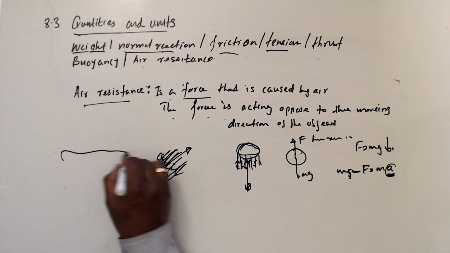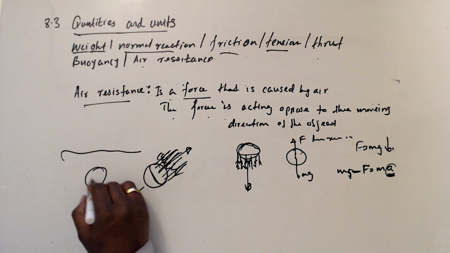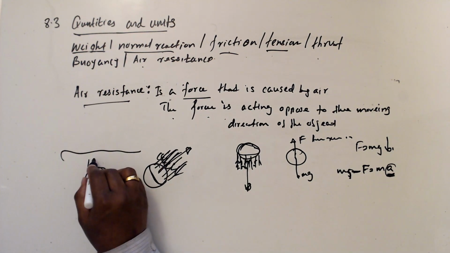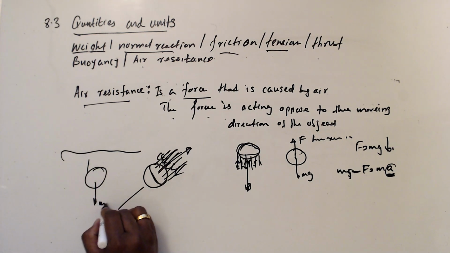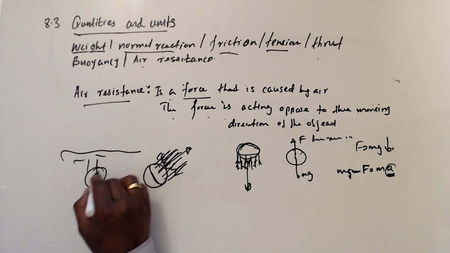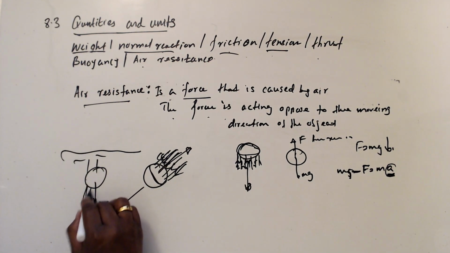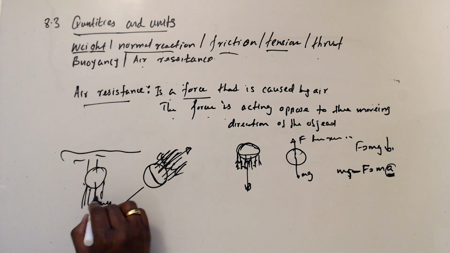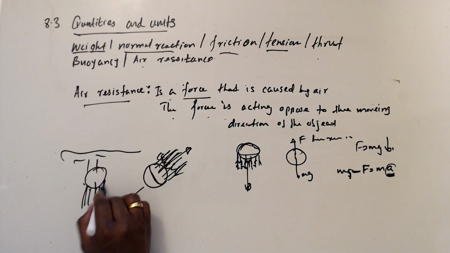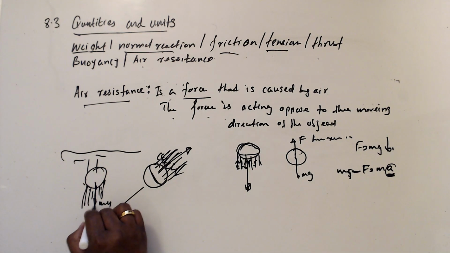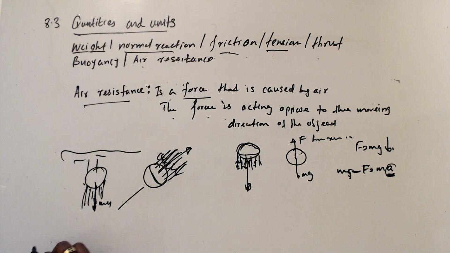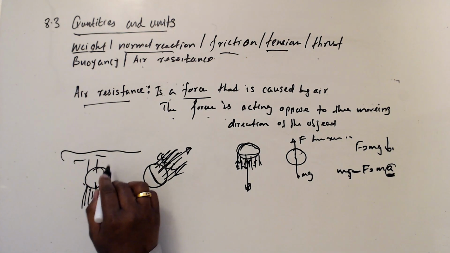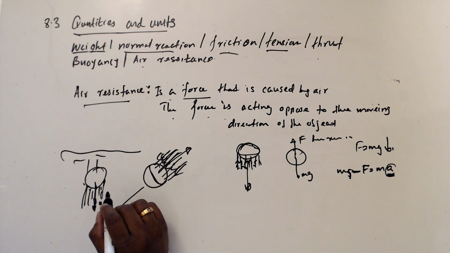If the ball goes through water, then it's going to be water resistance, mg, and this is the water. So the water is blocking the motion towards downward motion. So then usually we call it water resistance.